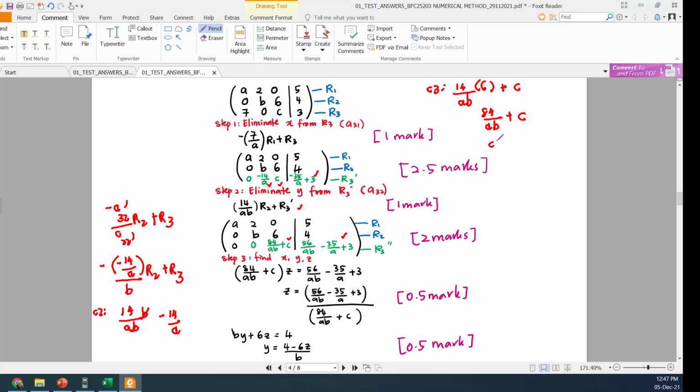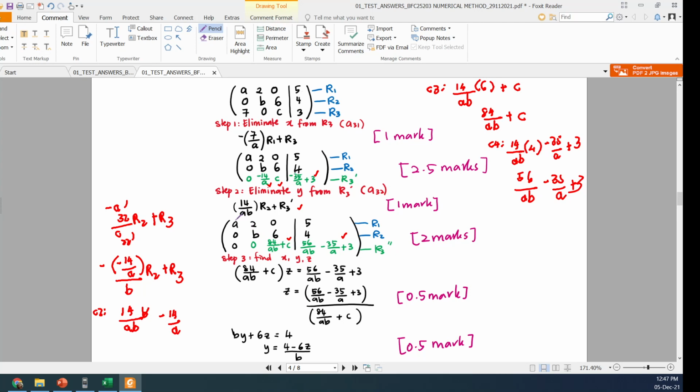For column 4, you have 14 over AB multiply row 2, which is 4, plus row 3, which is negative 35 over A plus 3. That's why 14 times 4, which is 56 over AB, minus 35 over A plus 3 here. So again, 2 marks.